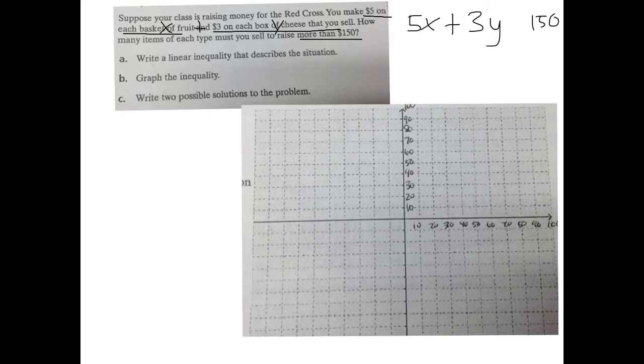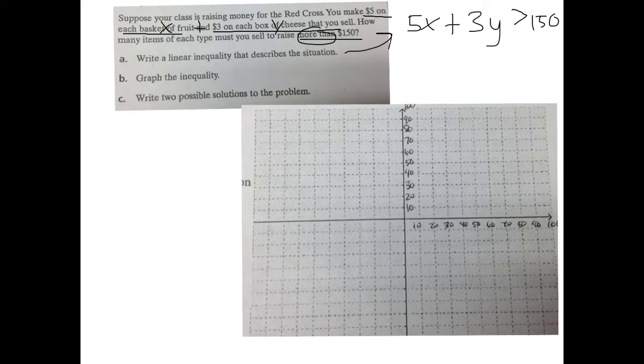Are we okay making equal to? The answer to that is no, we're not okay with making equal to. Are we okay with making less than 150? No, we're not okay with making less than 150, but we are okay with making greater than $150. So we can't put the equal to because it says more than, and that means bigger than 150. Alright, so that is part A, just writing the inequality.